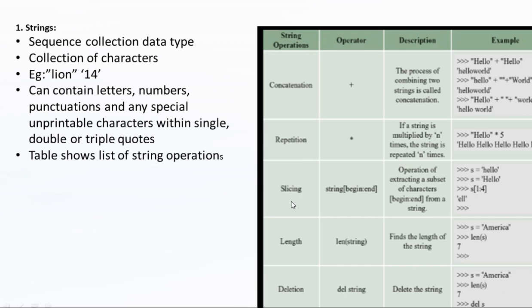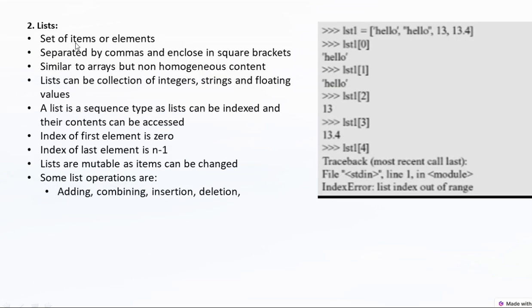Now coming to list. A list is basically a set of items or elements. So how do you create a list? You put it within square brackets and separate each value or element of the list with commas. A list can contain integers, strings, and floating point numbers. And here also indexing will be the same thing. The first element will start from index 0, then 1, 2, 3. It also has a negative index concept. If you are indexing from the right hand side, then this will be -1, -2, -3, -4.